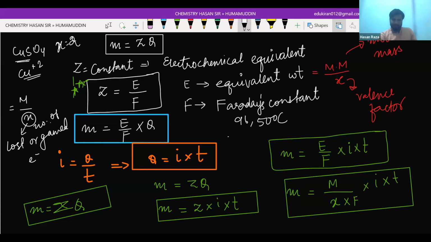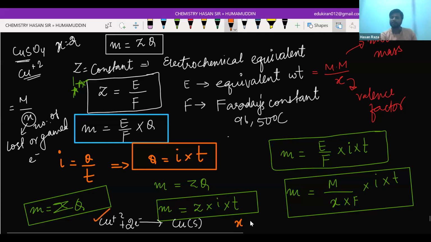So this X will be 2, or you can see it like this: Cu+2 is deposited as Cu. What I want to say is that Cu+2 will become Cu solid after gaining 2 electrons. So in this reaction, X is equal to 2. Are you getting my point? Both of you? Okay, very good.